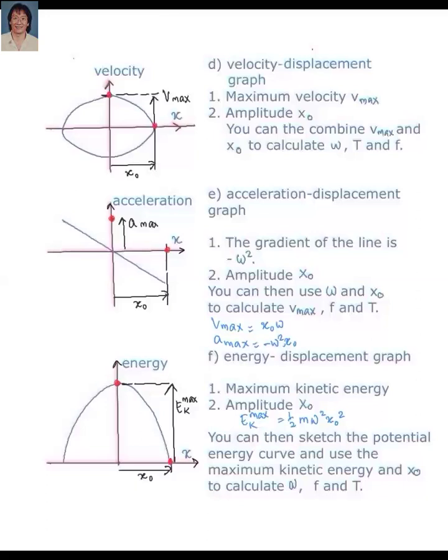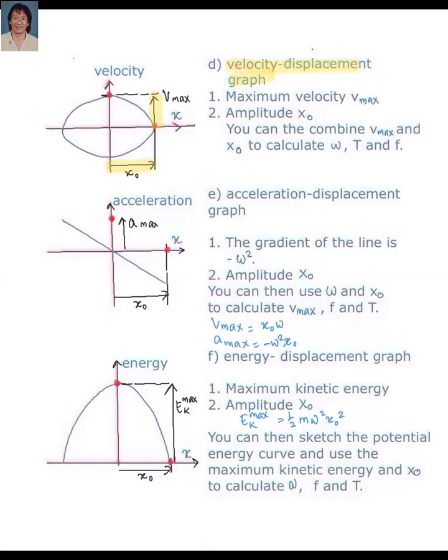The next graph you need to know is the velocity displacement graph, which is this one. From this graph, you can get the maximum velocity from here, and also the amplitude from here. You can then combine your v max and your amplitude to calculate your omega, T, and f.